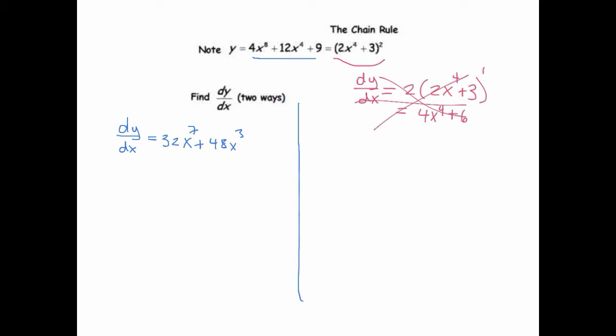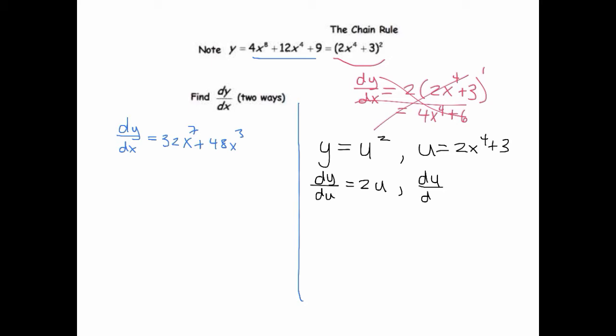I'm going to start by using an intermediate dependent variable. So I'm going to say, well, y equals 2x to the 4th plus 3 squared. I'm going to pretend that y is something squared generally. So y equals u squared. And clearly I was letting my u be 2x to the 4th plus 3. Now let's take these derivatives. So dy du is just equal to 2u, and du dx is equal to 8x cubed.